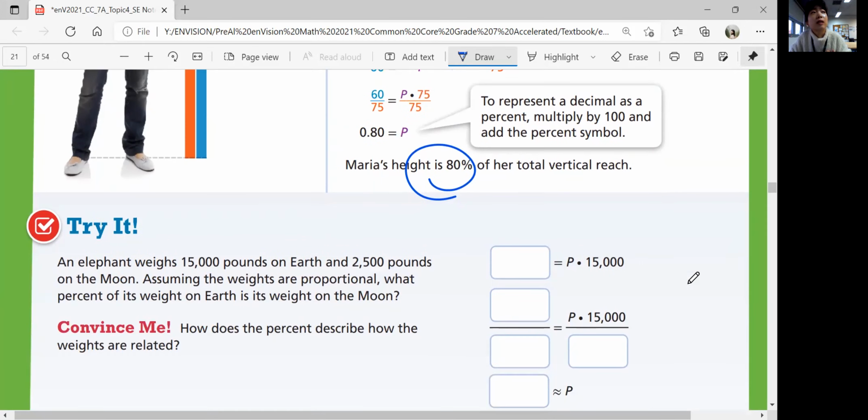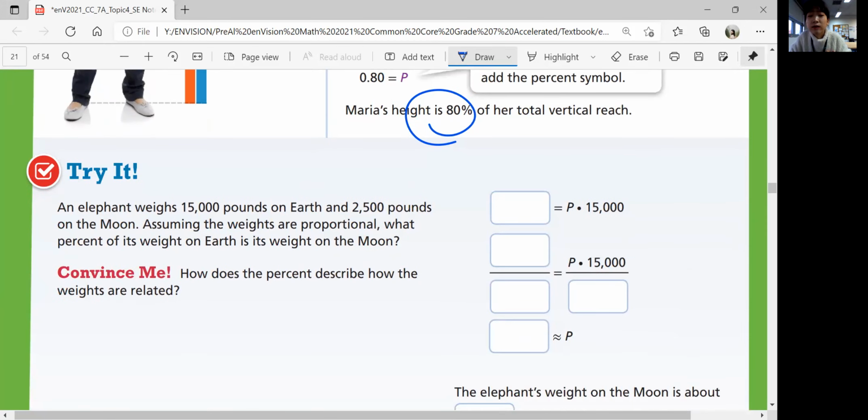Okay, so let's look at the try question. See if you can do it by yourself and come back for answers. An elephant weighs 15,000 pounds on Earth and 2,500 pounds on the moon. Assuming the weights are proportional, what percent of its weight on Earth is its weight on the moon? So which one is the part, which one is the whole?